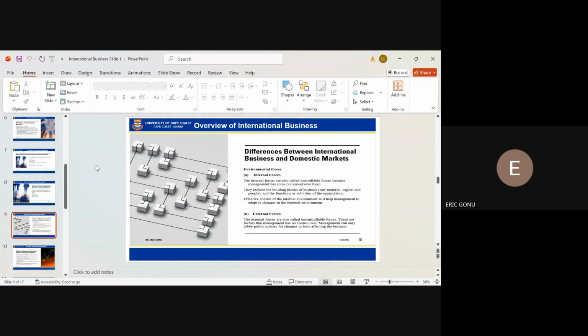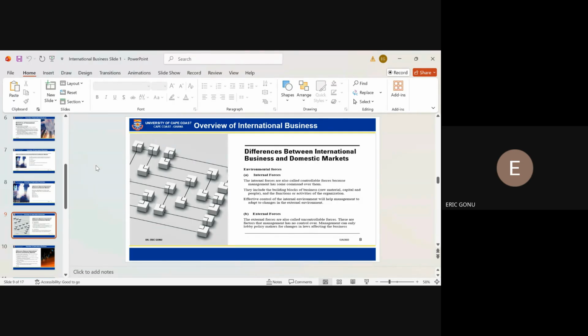So in that form, it can serve as an external force. Anything you don't have control over, depending on how you explain it, will be a domestic or an international force that affects your business. But if the sourcing of your labor for your work is within your command, within your control, that can't be an external force, but it should be an internal force.